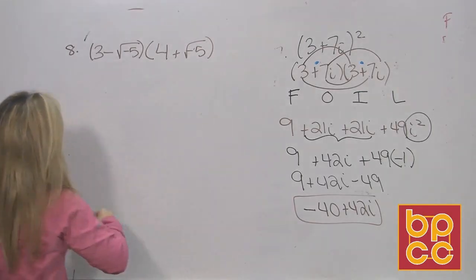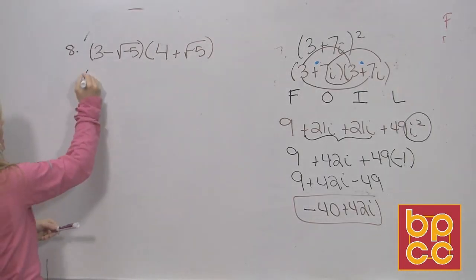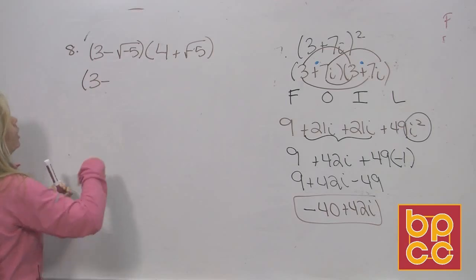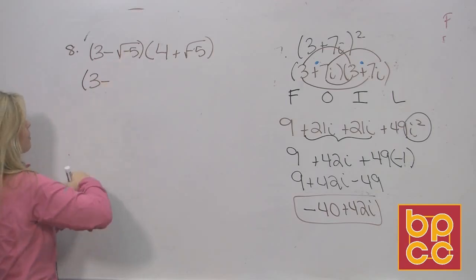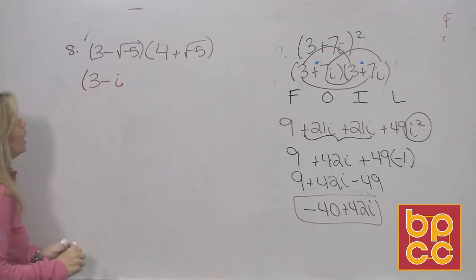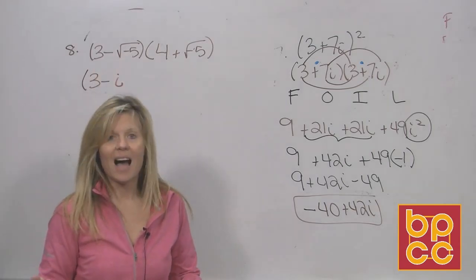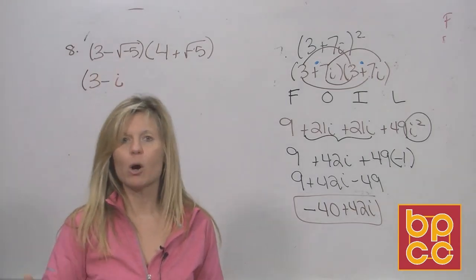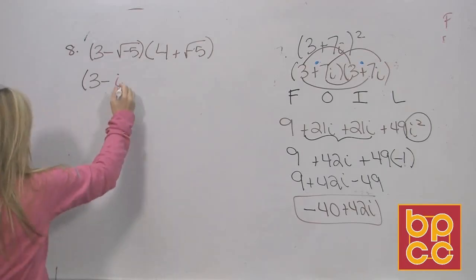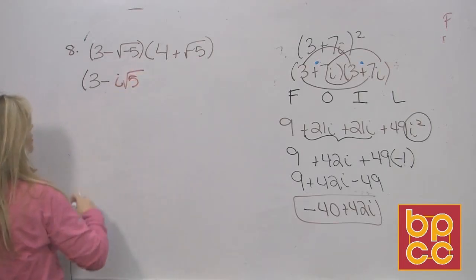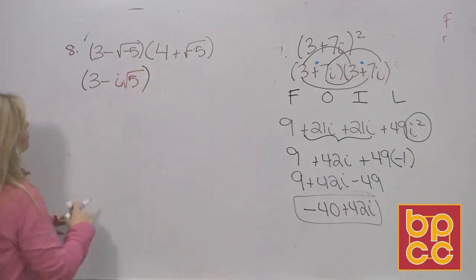So what we're going to do is bring down the 3 minus. We know we have a square root of a negative number, so we need to pull that i out. But can you break down square root of 5? No. 5 is not a perfect square. There is no perfect square in 5. So poor 5 has to stay inside the square root symbol.